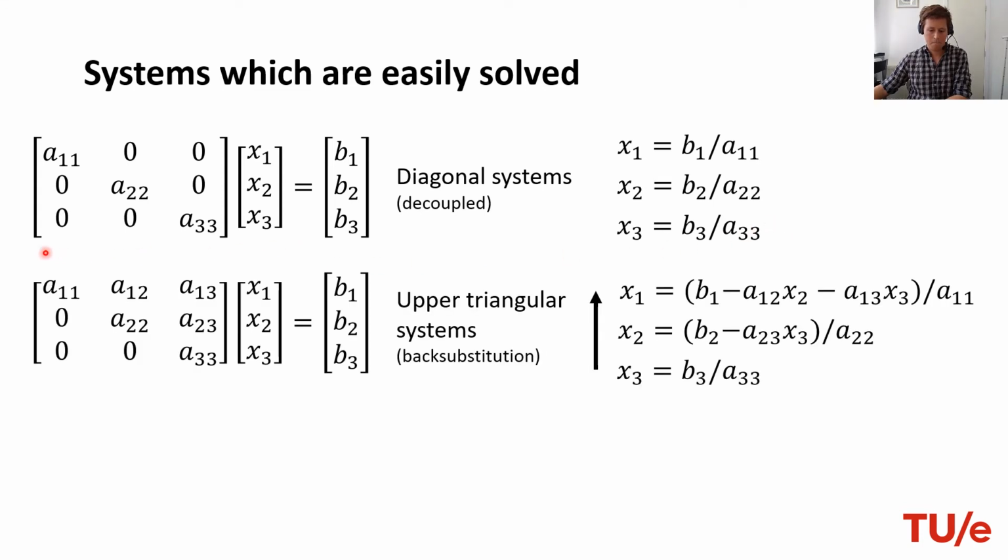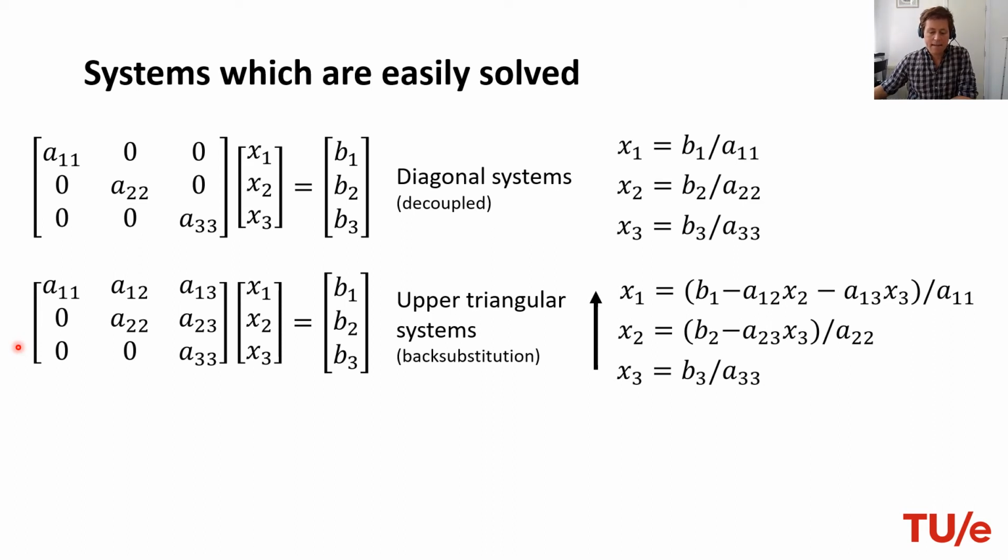Another example of a system which is easy to solve is an upper triangular system, or a triangular system in general. Here we see an upper triangular system, which means that we have non-zero entries in the matrix only in the upper triangular part of the matrix. All entries below the main diagonal are equal to 0. Now we can solve these systems using a process known as back substitution.